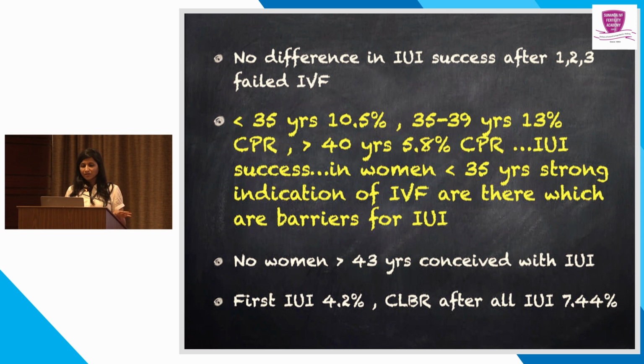Patients whose age was less than 35 years, 10.5% success. Between 35 to 39, 13% success with clinical pregnancy rate. And more than 40 years, even 5.8% still have a pregnancy rate. So IUI success in women with less than 35 years, a strong indication of IVF, and that's why maybe in less than 35 years, after post IVF fail, the success was lower, but more than that, the success was better because the indication could be only because of low ovarian reserve or long duration of infertility.